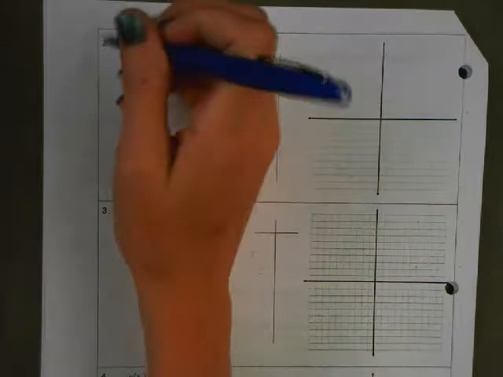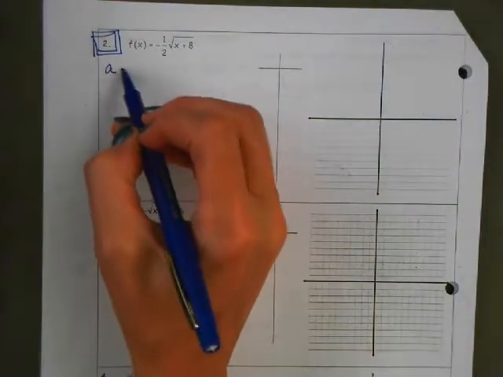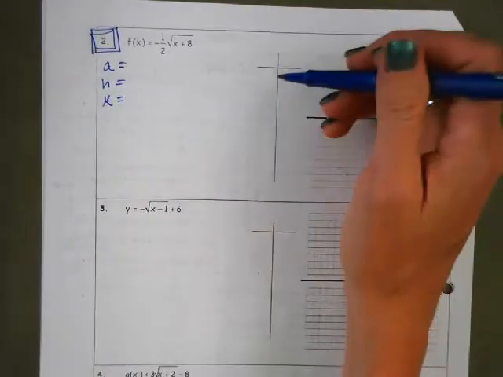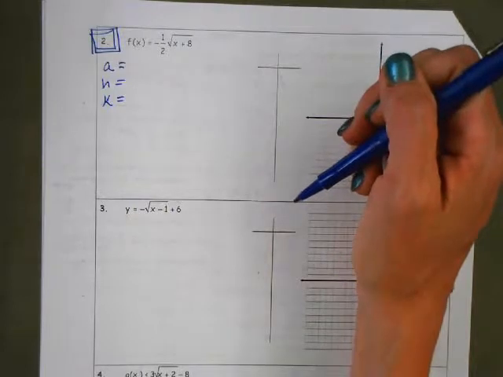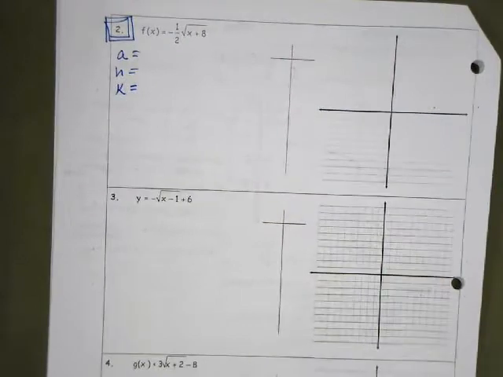I'm going to have you guys look at number 2 and try number 2 on your own. Again, indicate what is A, what is H, what is K. Do like 4 points, I think 4 to 5 are good, and then plot it out. So let's just try and do one right now.